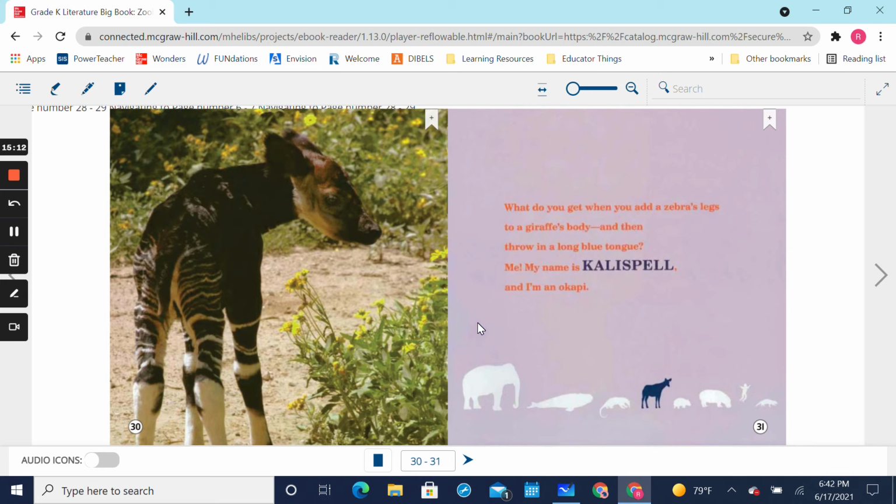Is this baby animal a zebra? No. Is it a giraffe? No.